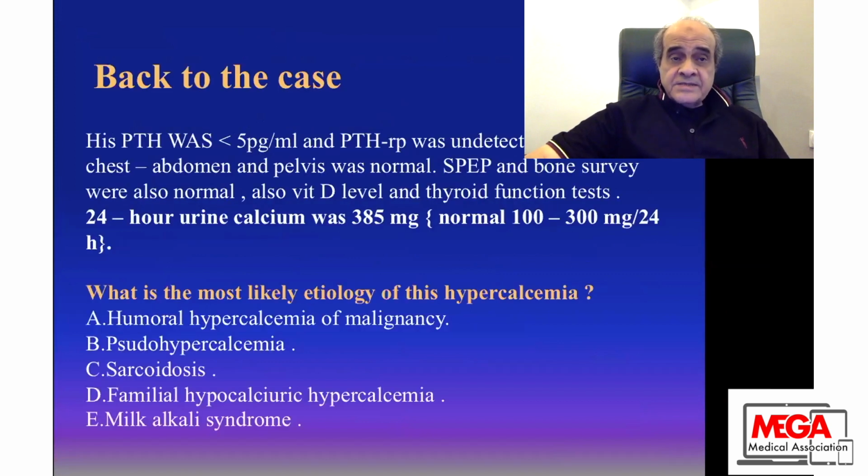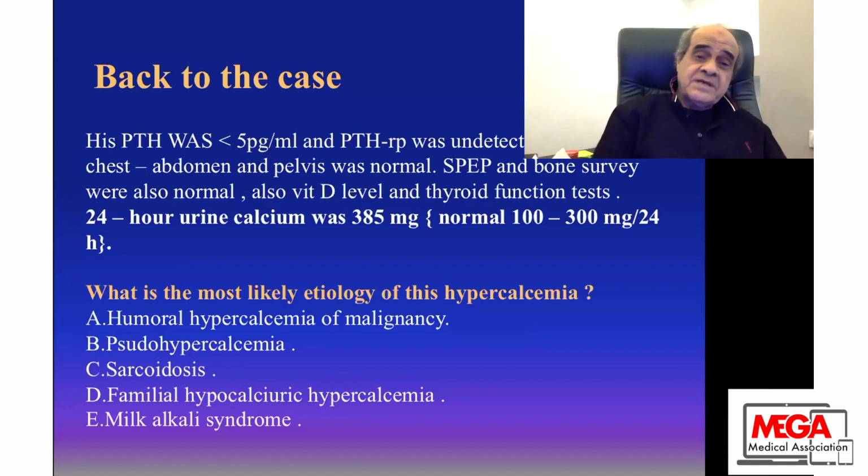I think this patient, all the investigations: parathyroid hormone within normal level, and the parathyroid related protein undetectable. The chest, abdomen, and pelvis were normal, bone survey normal, vitamin D level within limits, and the 24-hour urine calcium was 385, which is within normal. What is the most likely etiology of this hypercalcemia?